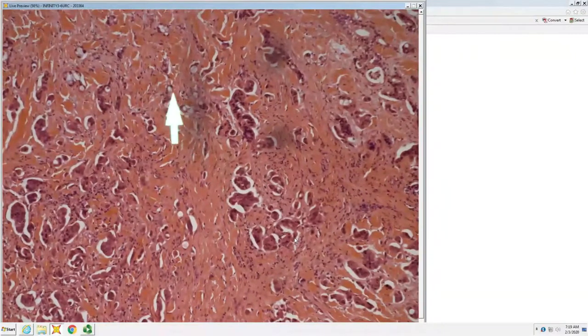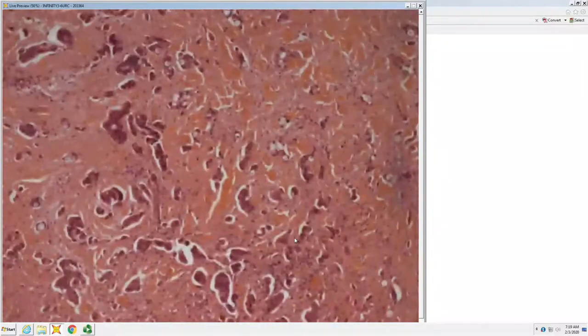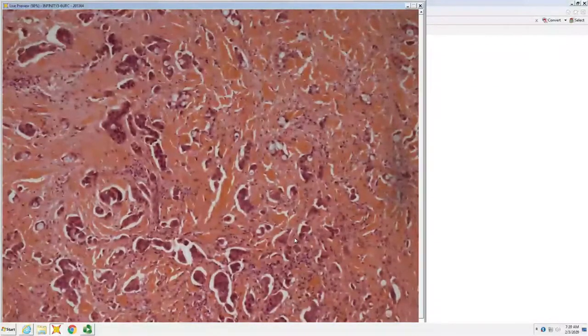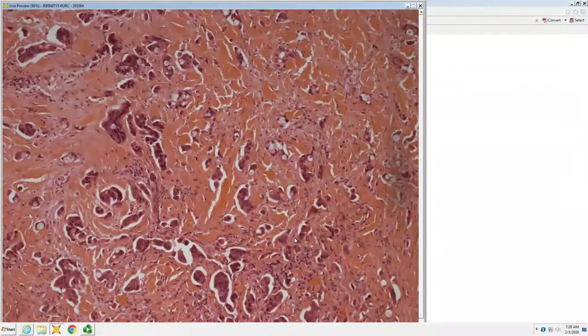Breast. Breast would be quite likely. It's certainly adeno. You can see the duct differentiation here. So if you have an adenocarcinoma of unknown primary, any particular stains or things you can do to work your way through?